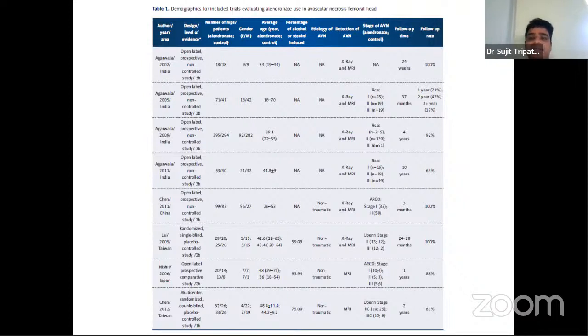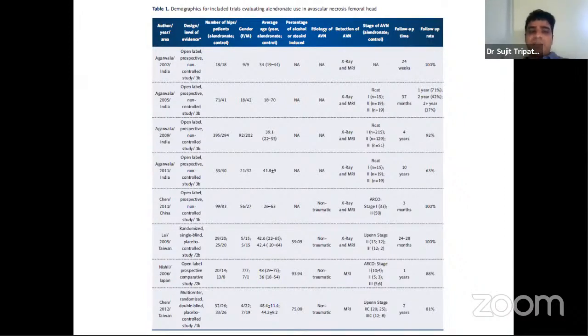the outcomes are not so encouraging. When we say the outcome of AVN, we evaluate in 3 or 4 forms. One is how much it is causing pain relief. Second, how much it is improving the function. Third, whether it is preventing radiological progression. And the last part is what is the need for secondary THR.